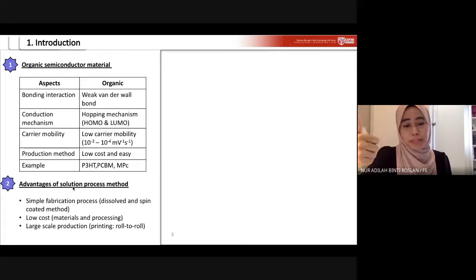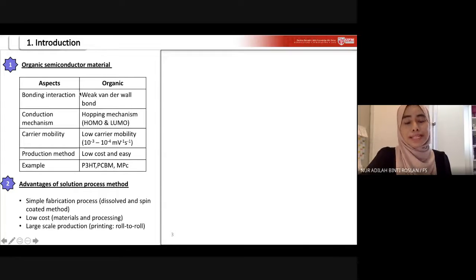First is the simple fabrication process, in which we can just dissolve the powder with the solvent and then do the spin coating method. It is low cost in terms of its material and processing, and it can be produced in large scale production.